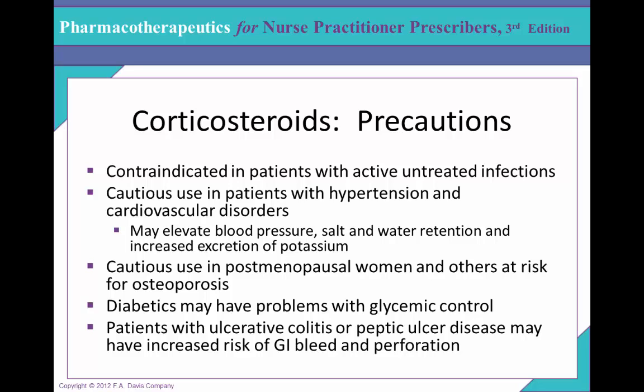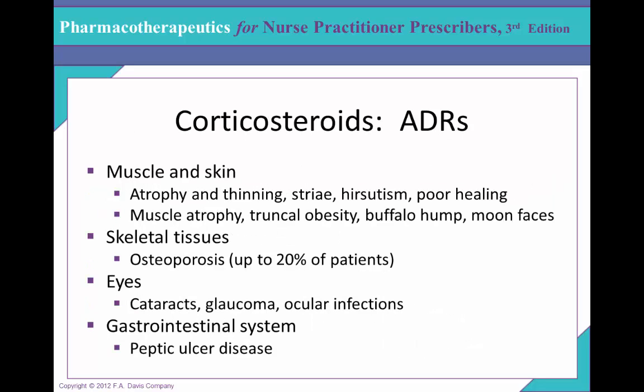Be very cautious with patients that are postmenopause due to osteoporosis, hyperglycemia in diabetic patients, as well as any type of GI upset or perforation, or even increased gastritis and peptic ulcer disease in patients that already have an autoimmune disorder such as ulcerative colitis and Crohn's disease. They could produce atrophy and thinning, so be very attentive and educate the patients of possible striae, hirsutism, and poor healing.